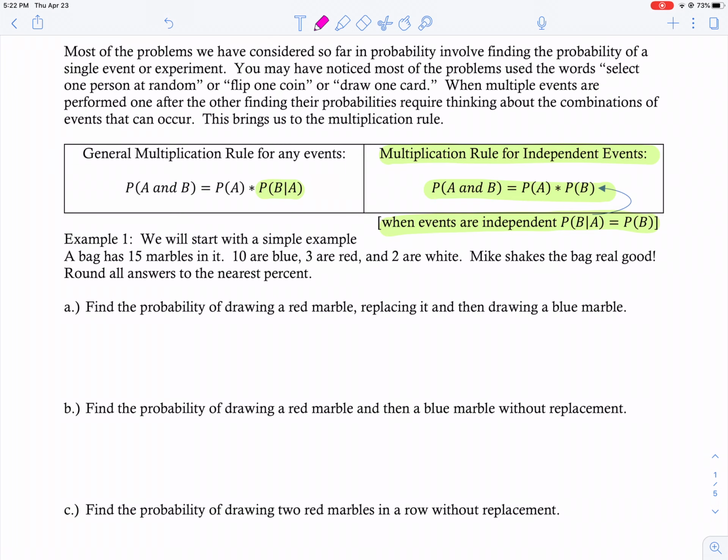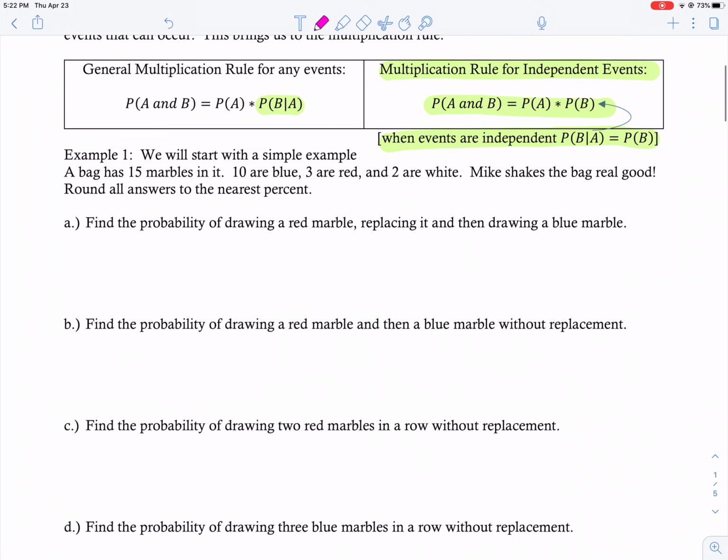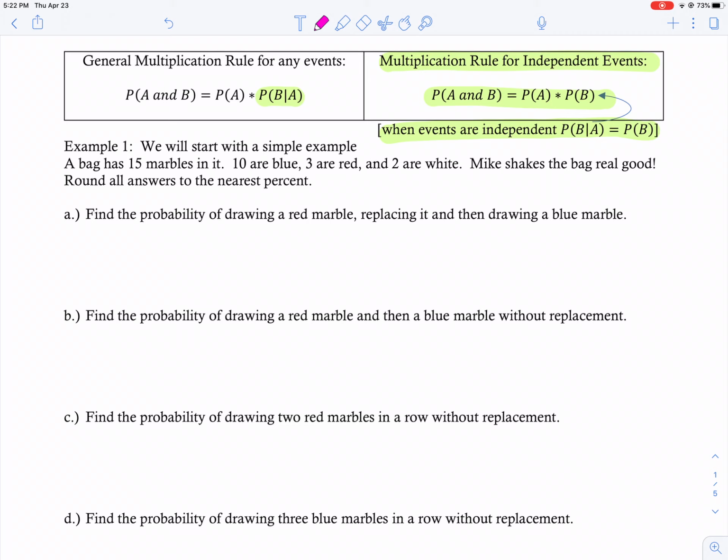In this example, they're talking about a bag. It has 10 blue, 3 red, and 2 white marbles. Mike shakes the bag really well. They want you to round all your answers to the nearest percent. So find the probability of drawing a red marble, replacing it, that's important, he puts it back, and then draws a blue.